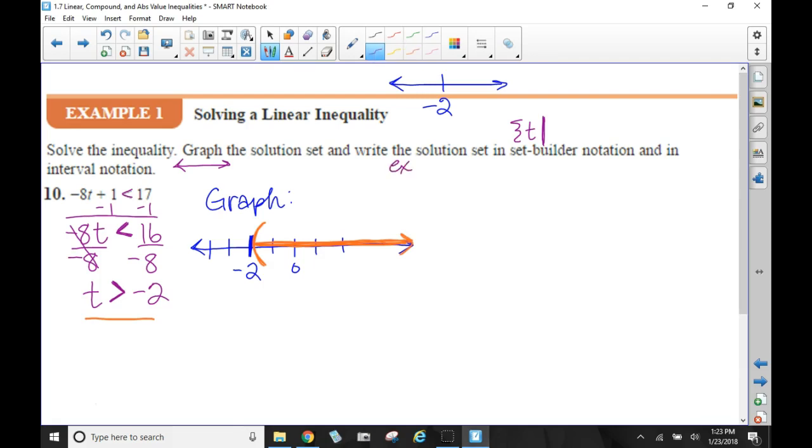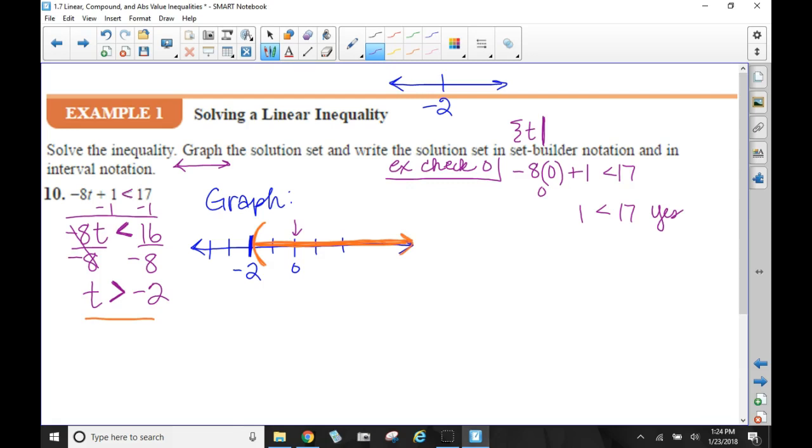Okay? So for example, if I wanted to check, I think this is a pretty easy one to do. If I wanted to check 0, I'm going to go back to my original inequality and see if it makes a true statement. So put a 0 in for t. Negative 8 times 0 plus 1 is going to be less than 17. Well, negative 8 times 0 is 0, and 0 plus 1 is 1, and is it true that 1 is less than 17? Yes.